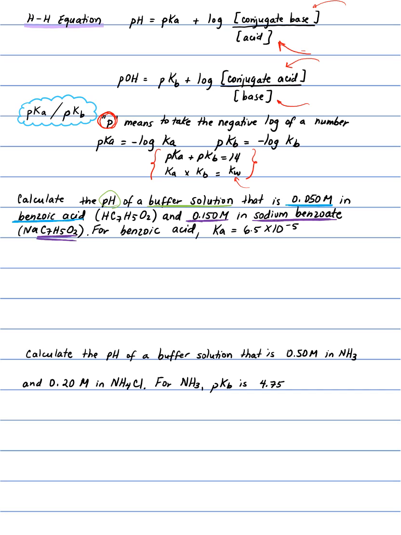Another thing, for benzoic acid, you're given a value of Ka. Ka is the equilibrium constant for a weak acid. You don't have a value of Ka for sodium benzoate because sodium benzoate is not a weak acid. You have a value of Ka for benzoic acid, that's your acid. Now you're given a value of Ka, which you can use to find the pKa.